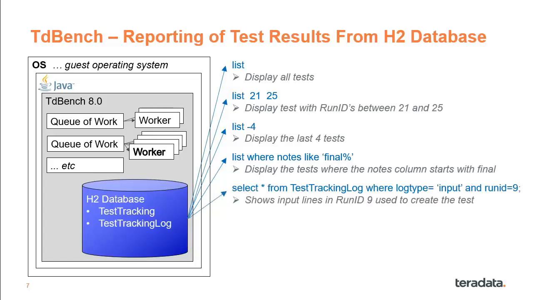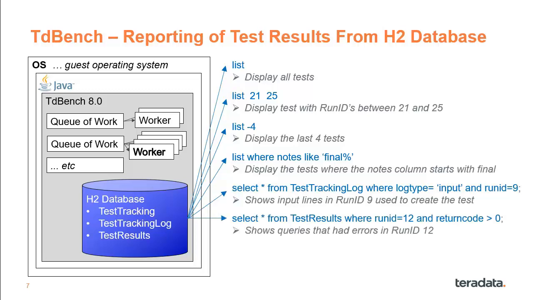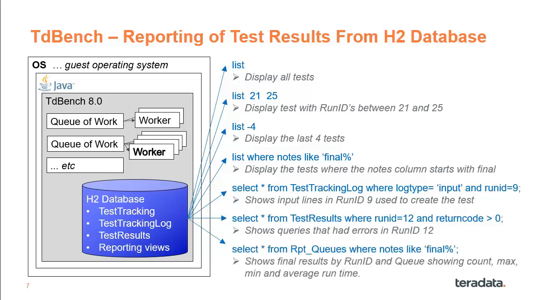Test tracking has one line per test. Test tracking log contains all input lines and messages from the test. And test results contains one line for every OS or a query that was executed during the test. The final example shows a select against one of the reporting views to summarize the query execution by run ID and queue that were labeled as final.